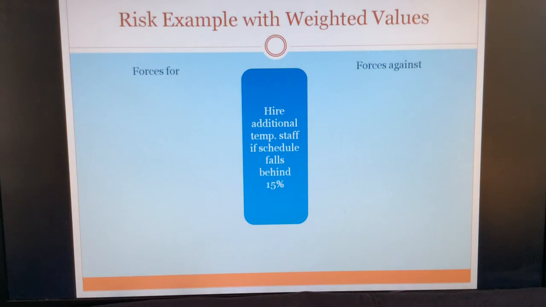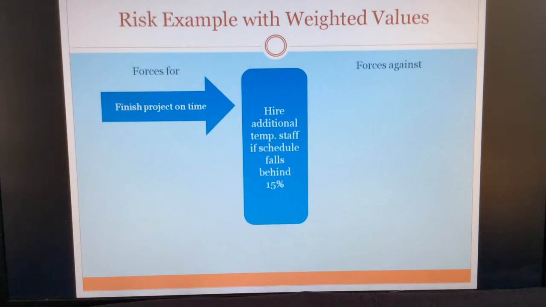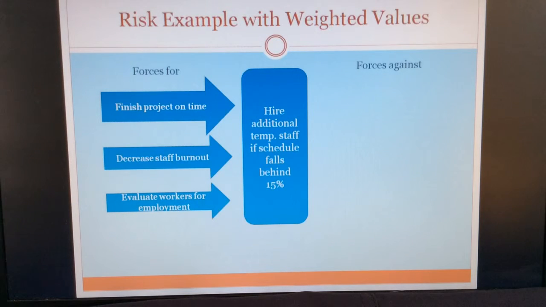Okay, now let's look at a risk example with the weighted values. In the middle of this page, you can see that our decision to be made is whether or not to hire additional temporary staff if our schedule falls behind by 15%. In the forces for column, we have a few factors. We will be able to finish the project on time if we make this decision. We will have a decrease in staff burnout, and we will be able to evaluate these workers for possible future employment.